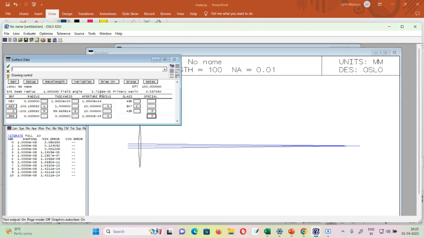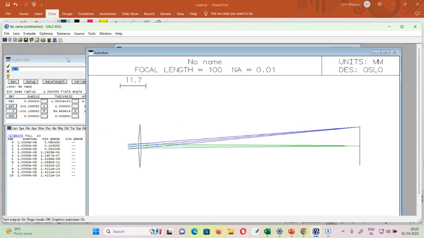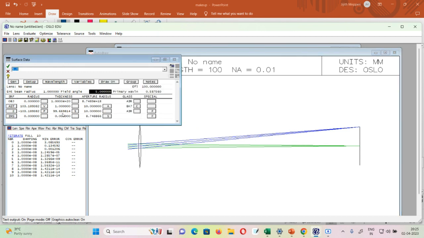Now I can introduce some beam angle of some degree. I can say that this is making an image at a distance. You can see at a distance of 99.669814 from the lens, it is forming a nice image. See, this is the thing which we are doing. Now our first condition is okay. We did our first condition.